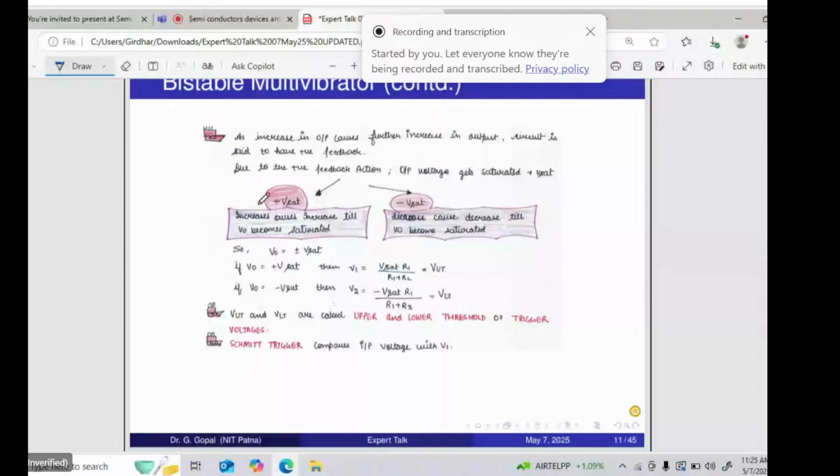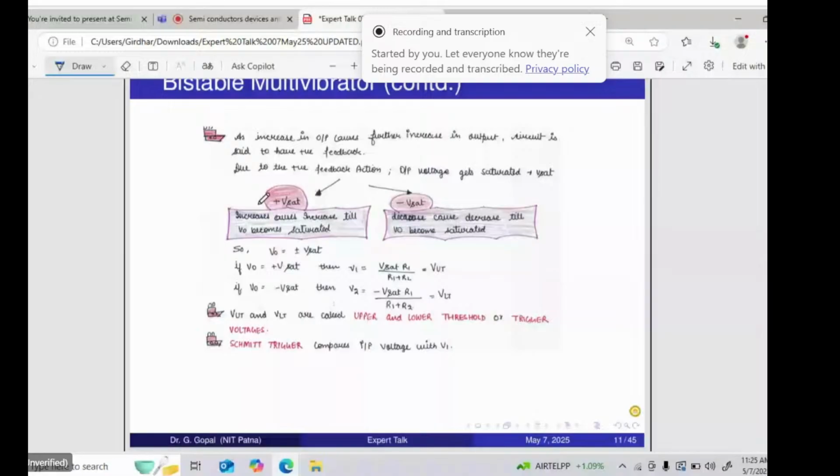So now we are finding this bistable multivibrator as a Schmitt trigger. So this is the circuit of the Schmitt trigger. You can remember it as a Schmitt trigger. In the Schmitt trigger, we are comparing the input signal with V1, and this circuit will convert the input to a square wave output. So that's why we say it is a squaring circuit also, right?